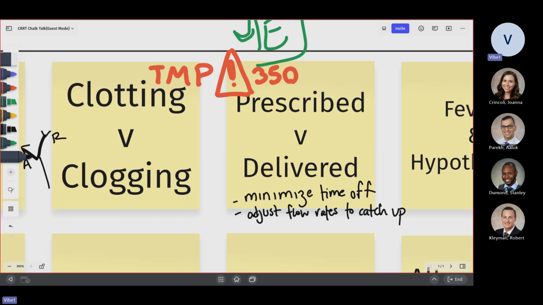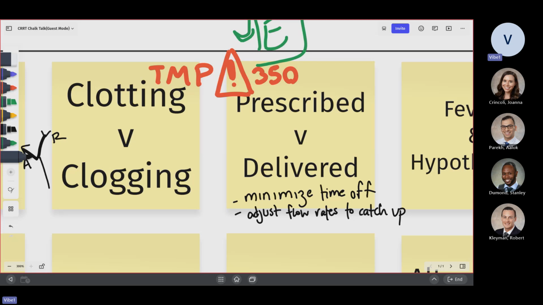The other thing I'll do, Dr. Kumar, is that if there are a lot of disturbances and we're stopping here and there for CAT scans or whatever, or they're having issues with the filter, then after a couple of hours I'll come back and look at the discrepancies between what we've prescribed and what's actually being delivered, especially in terms of our ultrafiltration. And then I'll start letting the nurse know to catch up.